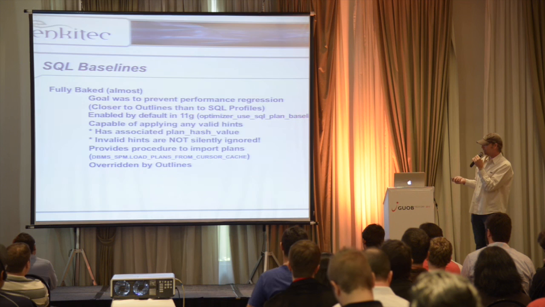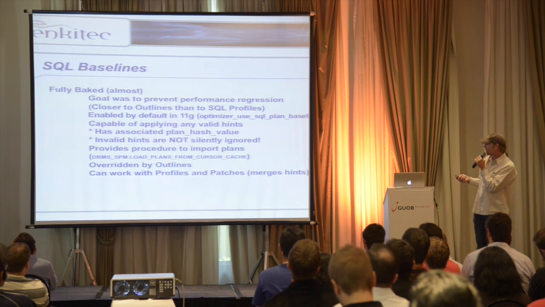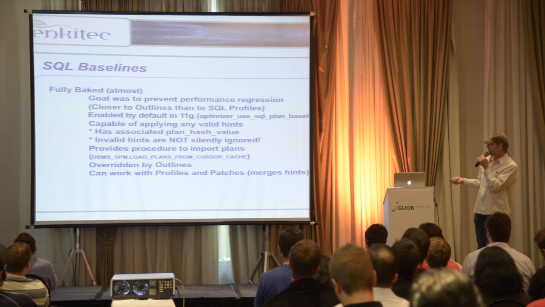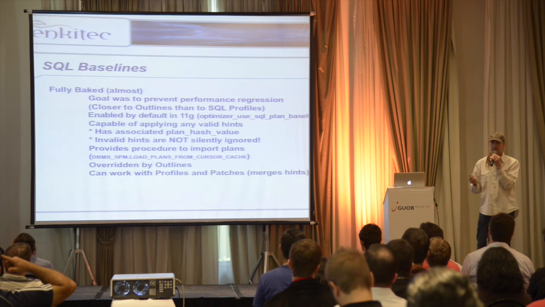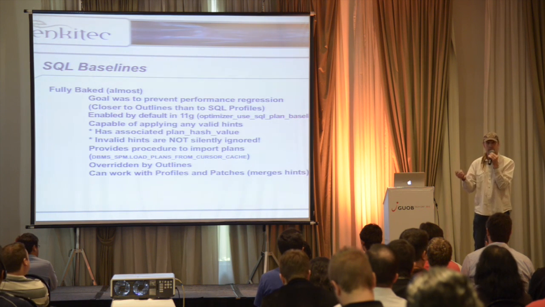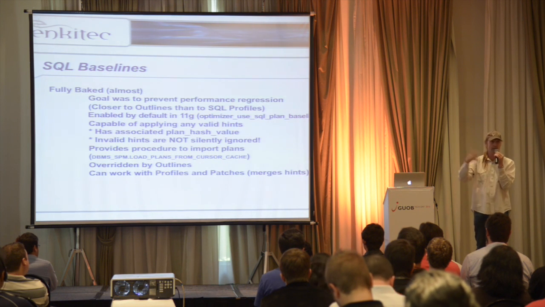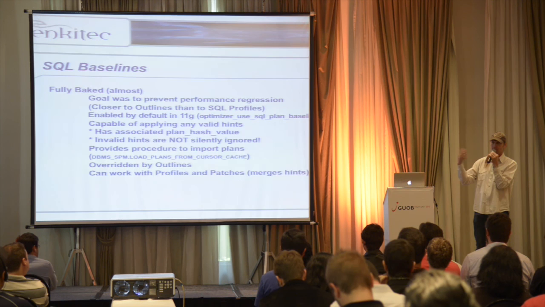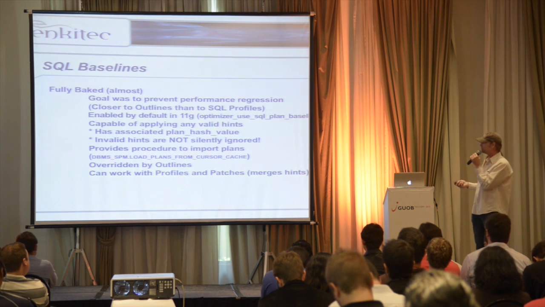They're overridden by outlines, which is kind of weird, but you're not going to use outlines anyway, so don't worry about that. And they can merge hints with patches in particular. It doesn't really make much sense to have a profile and a baseline unless you're trying to do something like move from one to the other. So maybe you've got a plan with a profile that you want to create a baseline on. You can do that and then drop the profile, or vice versa. If you've got one with a baseline on it, you can create a profile on it and then drop the baseline.